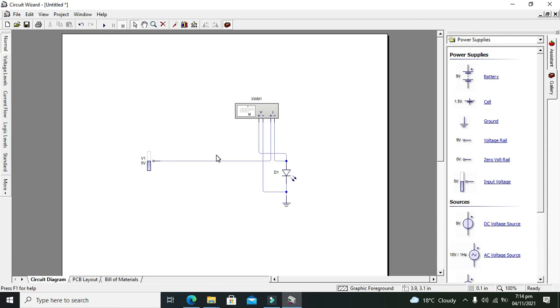Hopefully you got the concept of how we can use the Circuit Wizard simulator to measure power inside it.